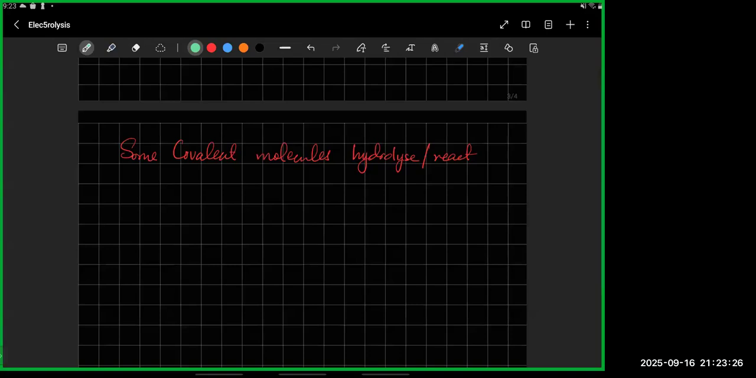So the last point is some covalent molecules hydrolyze or react with water, or you can write ionize, when mixed in water. So basically, they react with water to form ions. And the prime example is all your acids. I'm just going to give you one example. For example, I've got HCl.